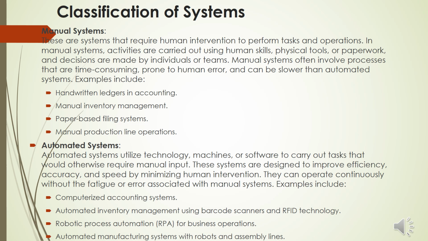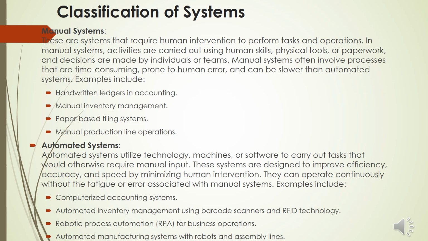Then we also have the paper-based filing system. Let's look at the attendance system. A paper-based filing attendance system is also a manual system. We also have manual production line operation. So all these are manual systems that we basically use to operate.